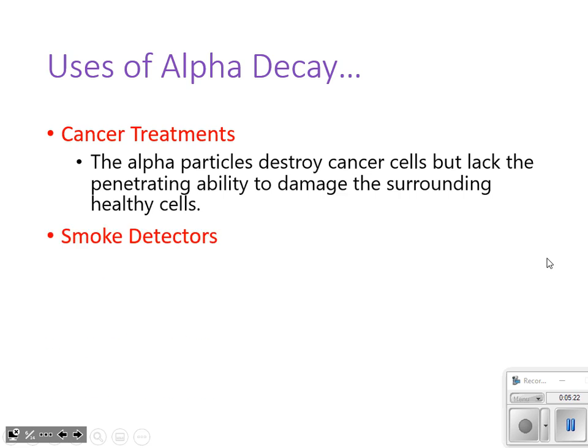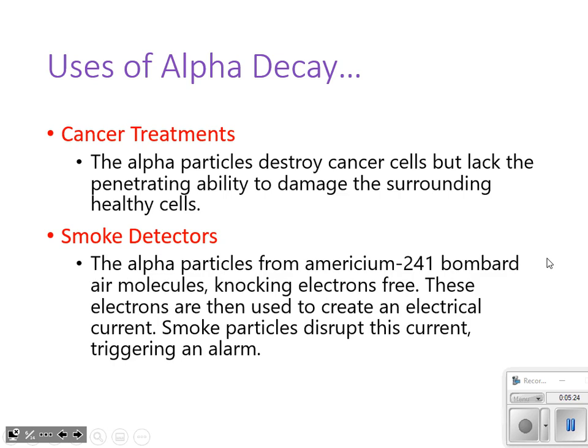Also, smoke detectors. Okay? The alpha particle from americium-241 bombards air molecules, knocking electrons free. These electrons then create an electrical current. Smoke disrupts that current and sets off an alarm. Therefore, you can wake up in the middle of the night if that smoke alarm is triggered.